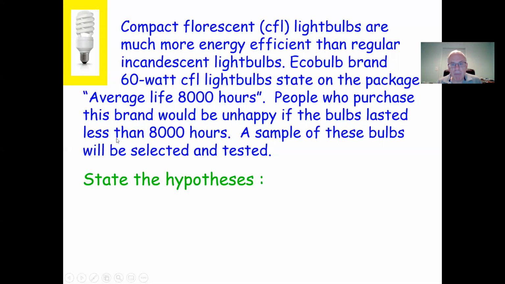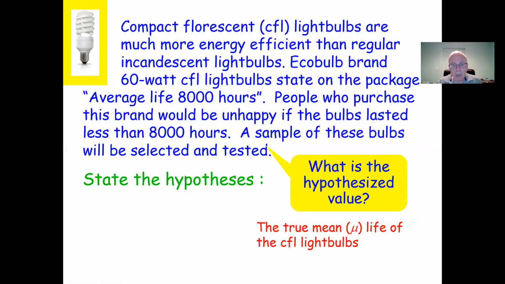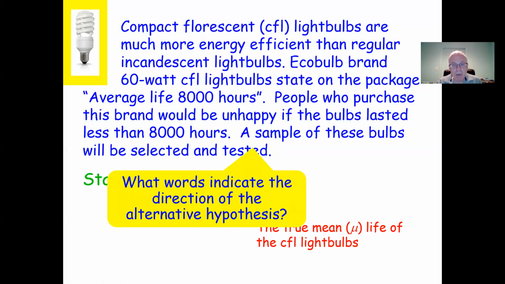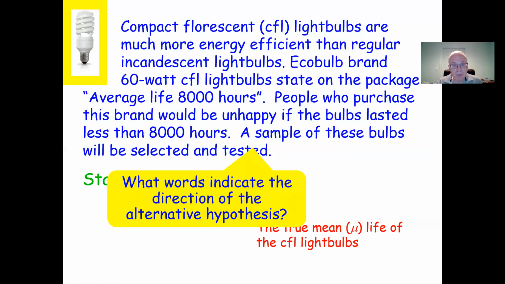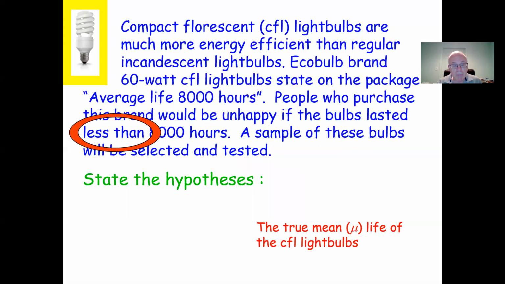And what is the alternative hypothesis? What's going to be the test here? Less than 8,000. We want to see if the bulbs last less than 8,000 hours. It says people would be unhappy if they lasted less than the 8,000 hours that are claimed by EcoBulb. So the population characteristic is mu, the true mean life of CFL light bulbs. The hypothesized value is 8,000. And less than is going to be the direction.